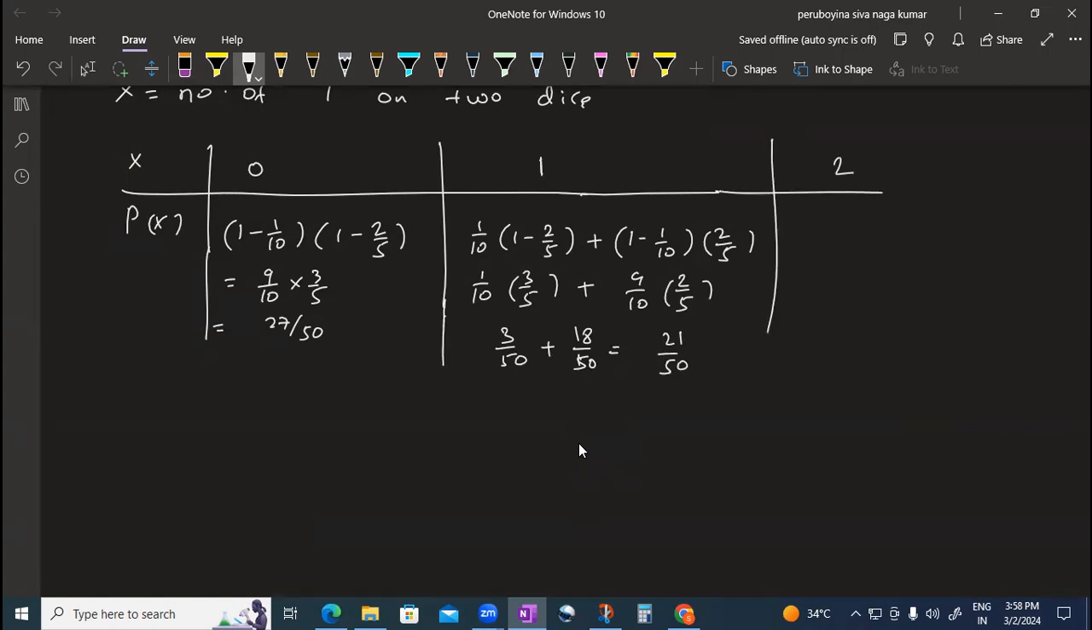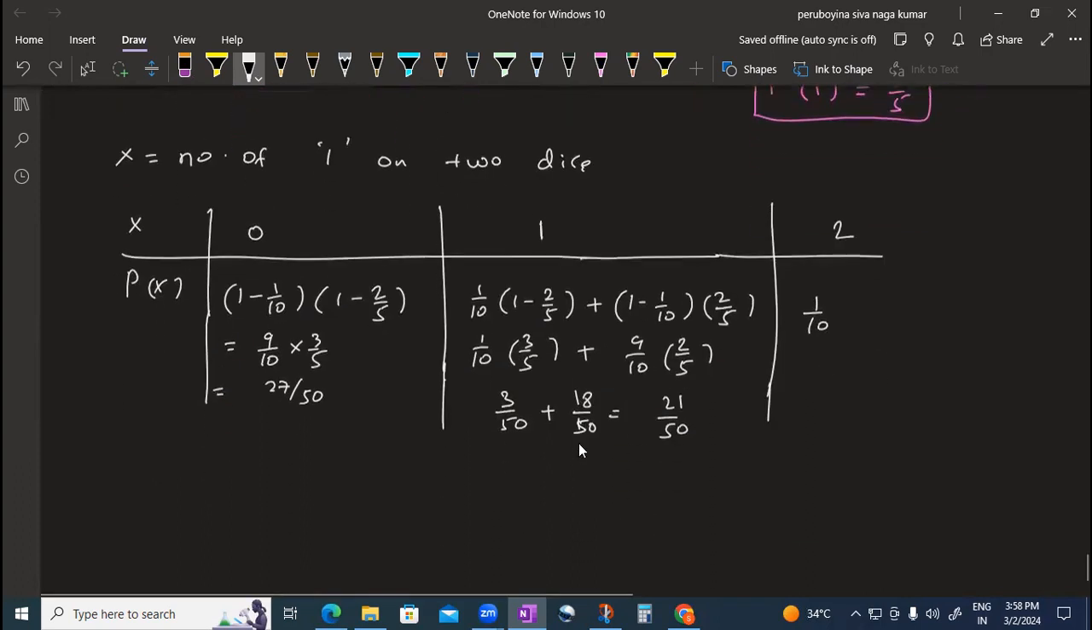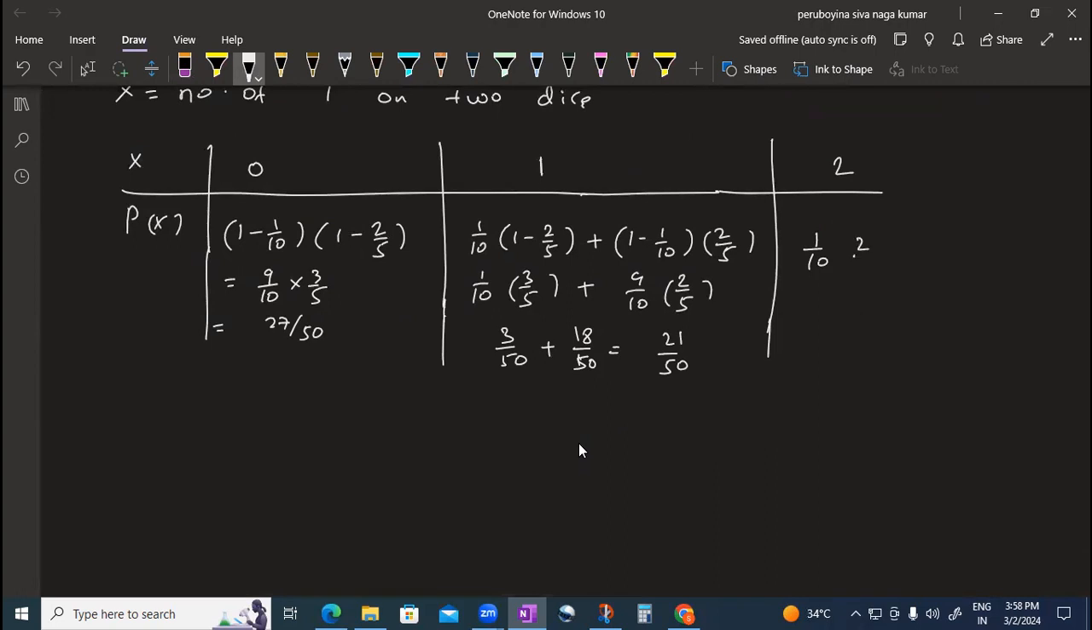And at last, two dice are showing ones on it. So 1 by 10 into 2 by 5. This is 2 by 50. So this is the distribution.